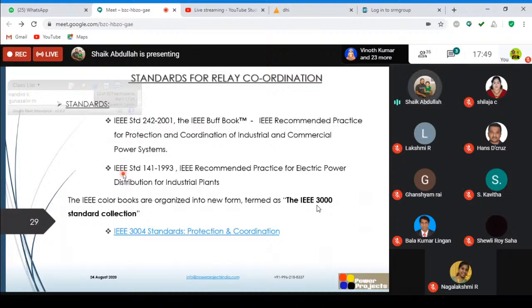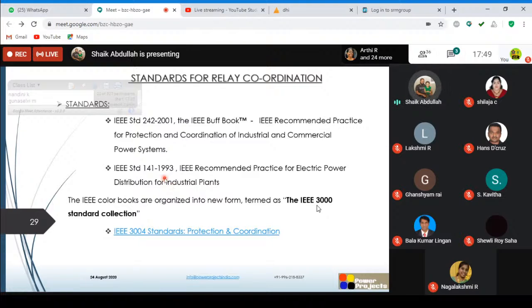The standards for relay coordination. This is the exact standard which we are following for relay coordination: IEEE 242-2001, which is widely called the Buff Book. We have many color books in IEEE, so you are well familiar with that. The IEEE Buff Book is an important book, a recommended practice for protection and coordination of industrial and commercial power systems. We have one more standard, 141-1993, a recommended practice for electrical power distribution for industrial plants. So we have to refer to these two standards primarily.